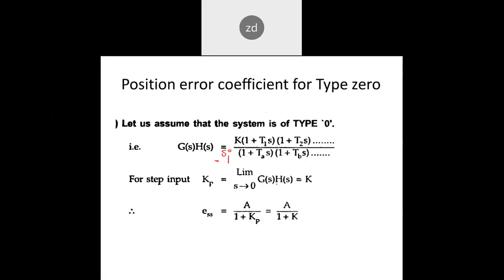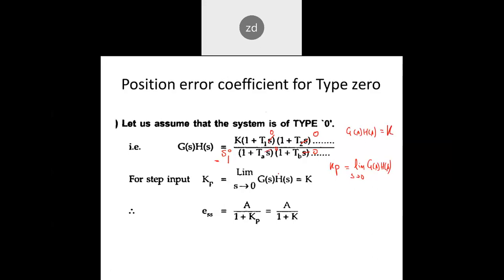In this scenario we already know Kp is given by limit S tends to 0 of G of S H of S. So here if we substitute the value of S as 0, we are left with G of S H of S as just K.